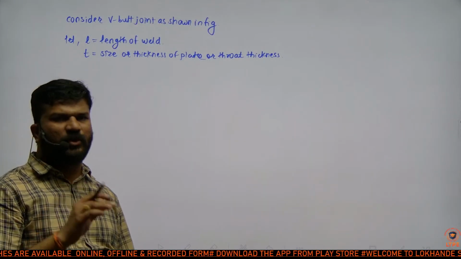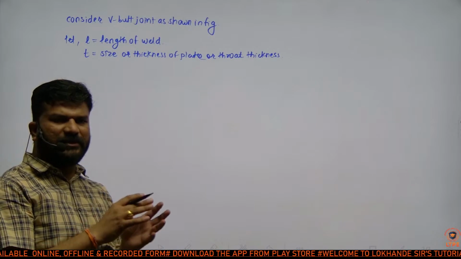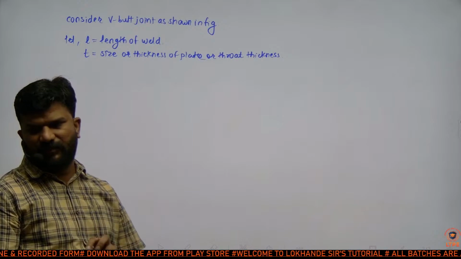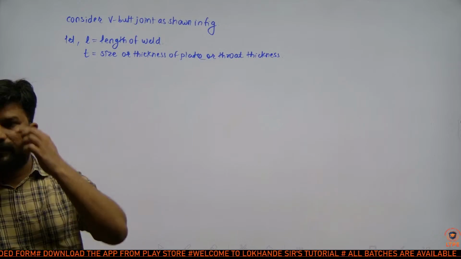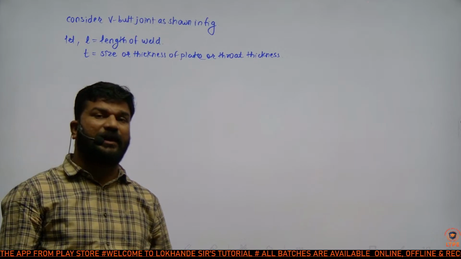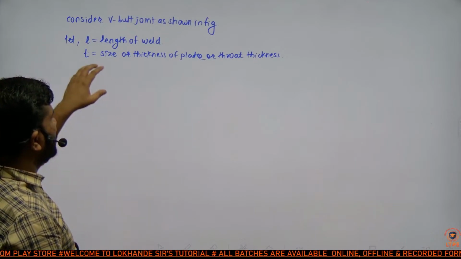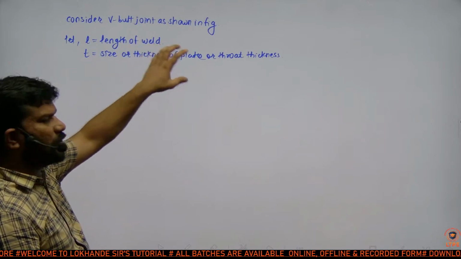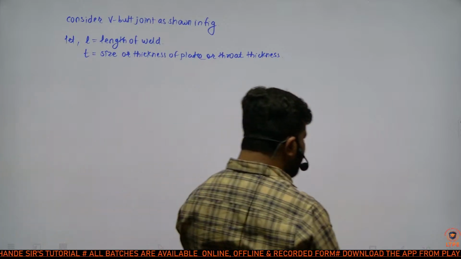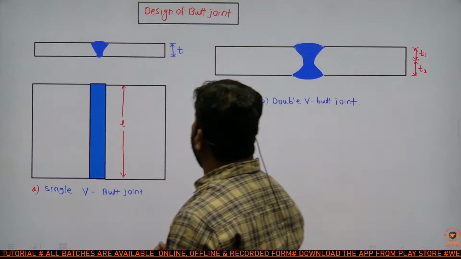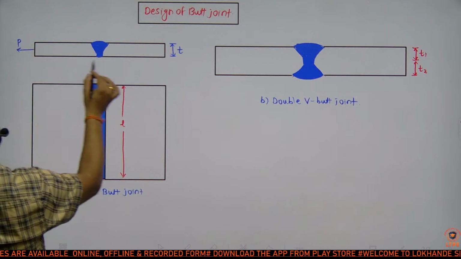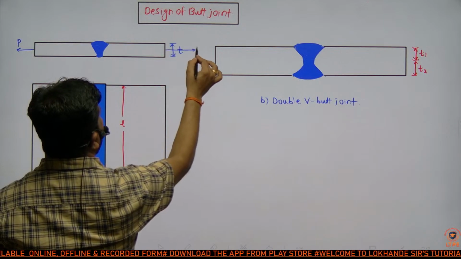But in case of lap joint, thickness of plate is S and throat thickness is different. Okay, lap joint मध्ये वेगळं आहे, butt joint मध्ये वेगळं आहे. In butt joint, the thickness of plate or throat thickness is nothing but the T. And this joint is used to support both tensile or compressive load. So I'm assuming the tensile load P.